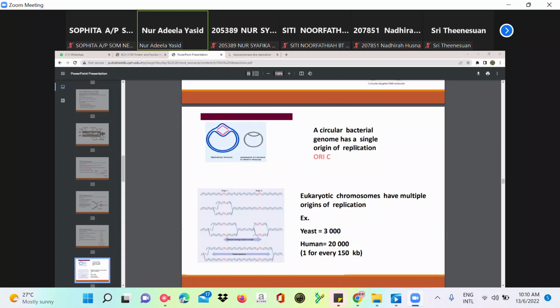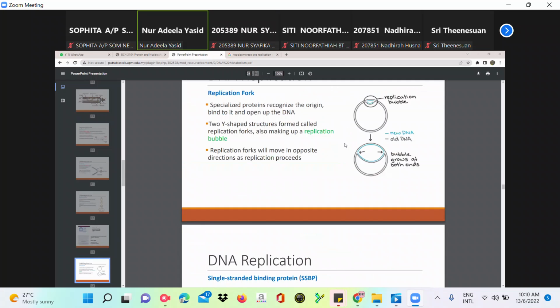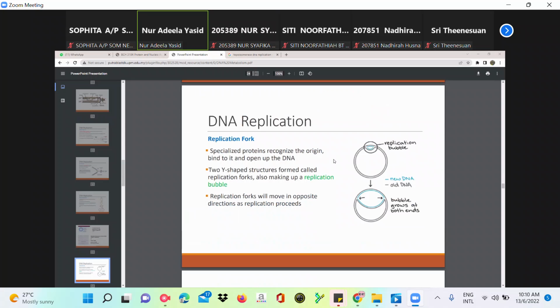In the bacterial system, if you see ORIC written, you automatically understand that this is the origin of replication. Okay, so the replication fork. What does it mean by replication fork?